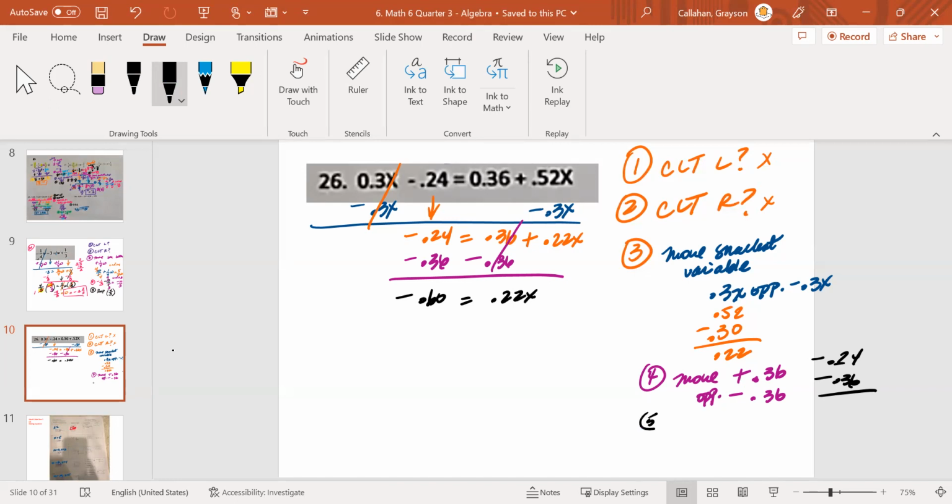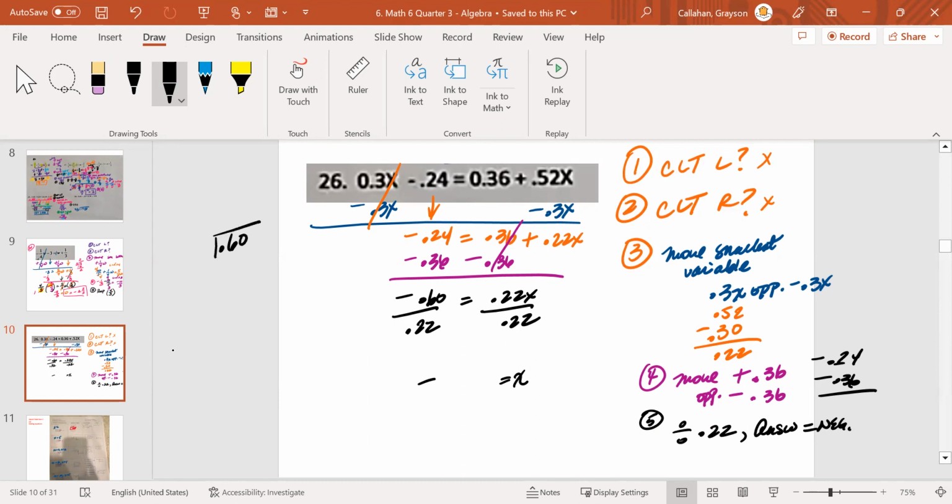Next step, step number 5. Divide by what? What is your answer going to be, positive or negative? Your answer is going to be a negative, so don't forget that. So x is equal to something that's a negative. Well, 0.60 divided by 0.22. Divide it. What is that going to give you?